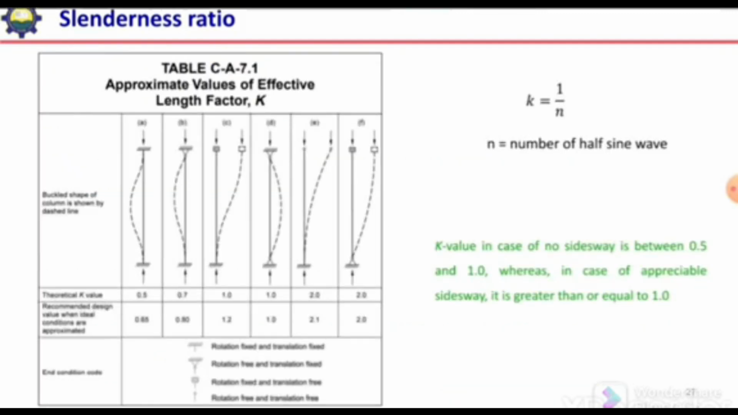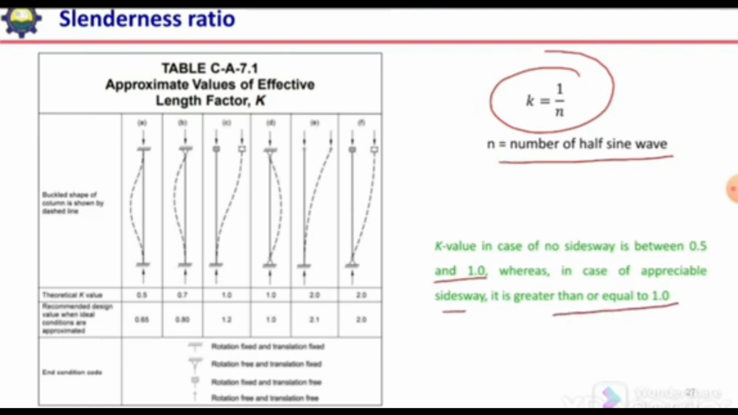The next is how we can calculate this effective length factor K. We have a simple expression: K is equal to 1 over N, where N is the number of half sine waves. So the K value in case of no side sway is between 0.5 and 1, but when there is appreciable side sway, its value can be equal to 1 or greater than 1. So this needs to be understood: when there is no side sway, its value will be from 0.5 to 1, but if there is side sway, its value will be 1 or greater than 1.